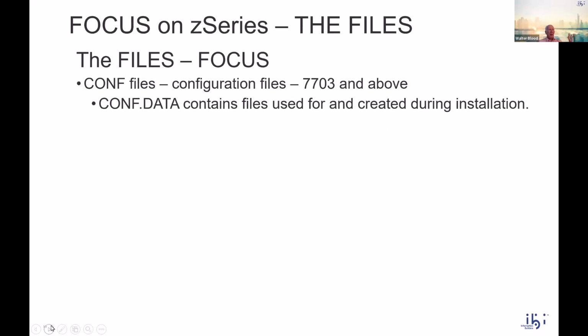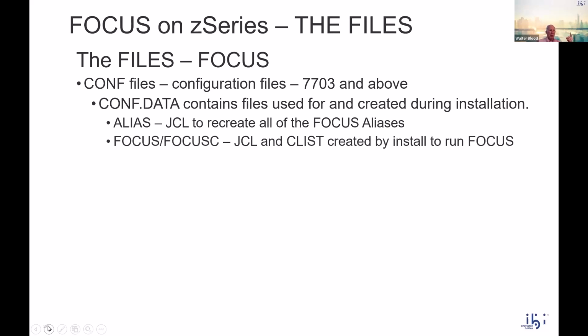The last thing I want to talk about are the conf files. Conf files are our configuration files. They exist in the FOCUS products in 7703 and above. Everything is conf dot, and you'll find them there. There's a .data file, which includes a lot of really important stuff. Things like alias. Alias is a JCL that we create on your site to recreate your FOCUS aliases. So if you lose one, you can get it back real easy.